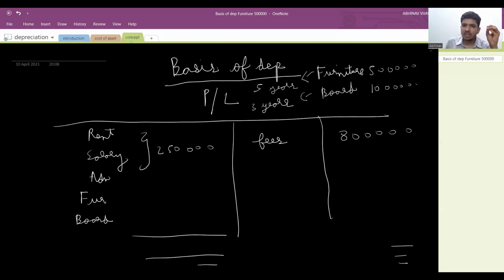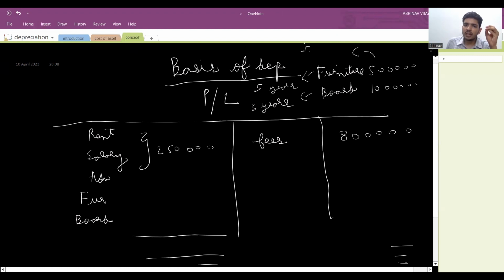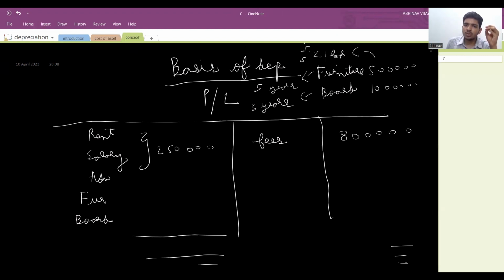That is, for this year, only 5 by 5. That is 1 lakh rupees value benefit is only taken during this year. So the furniture depreciation is 1 lakh. And this board at the end of this year, 1 lakh by 3, 33,333 rupees, 0.33. But for now, I just write 33. So 33,333.